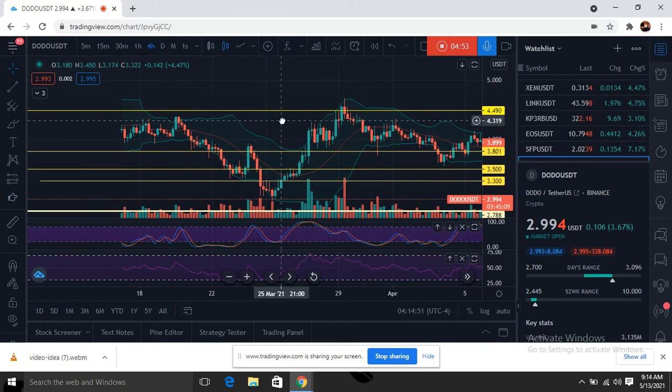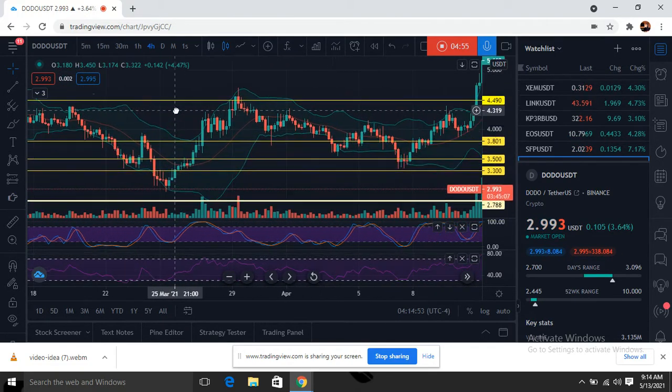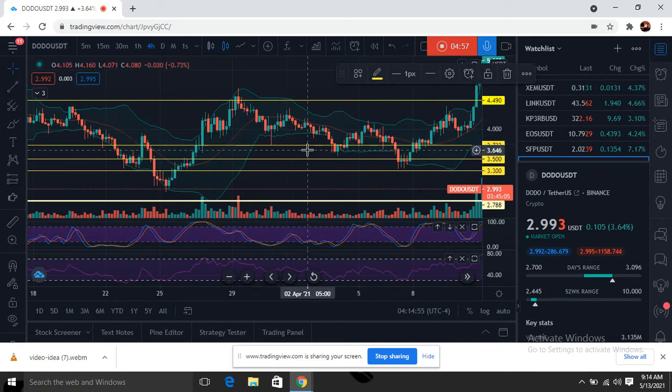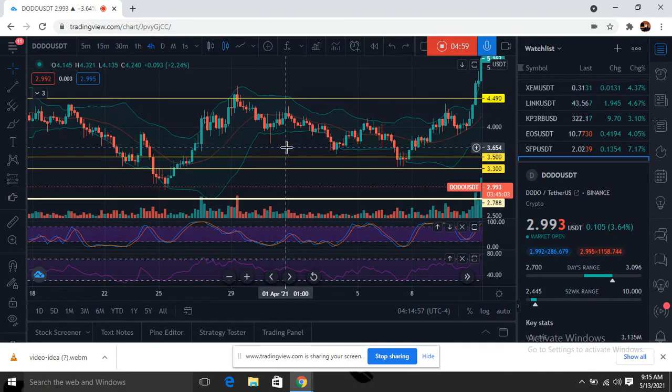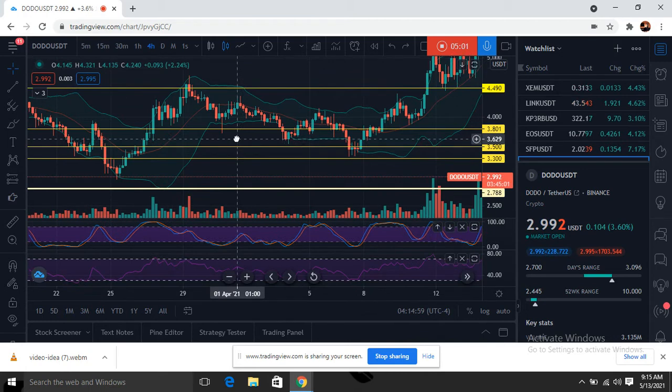Where did I see that doji again? Sorry, I need to scatter my chart.